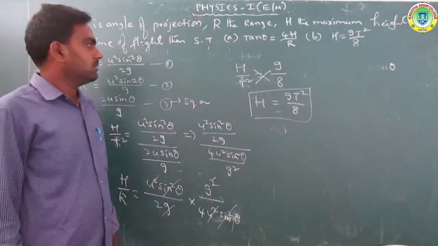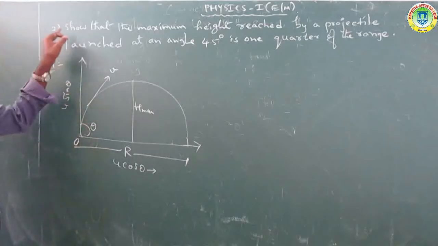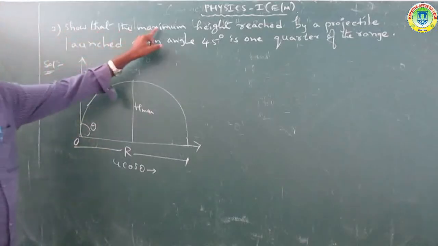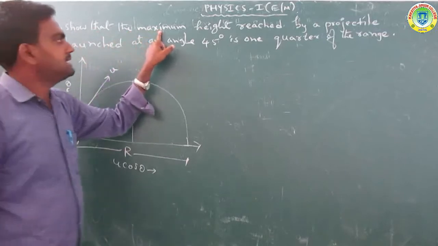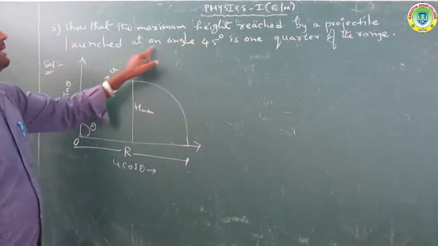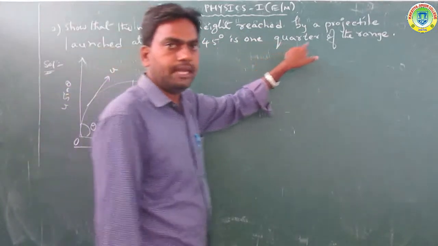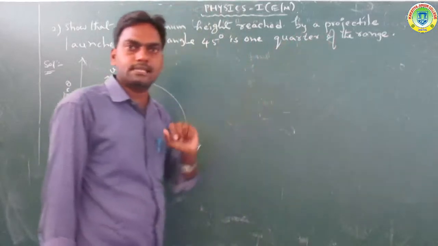Okay, clear that. Now another problem is taken: show that the maximum height reached by a projectile launched at an angle of 45 degrees is one quarter of its range.